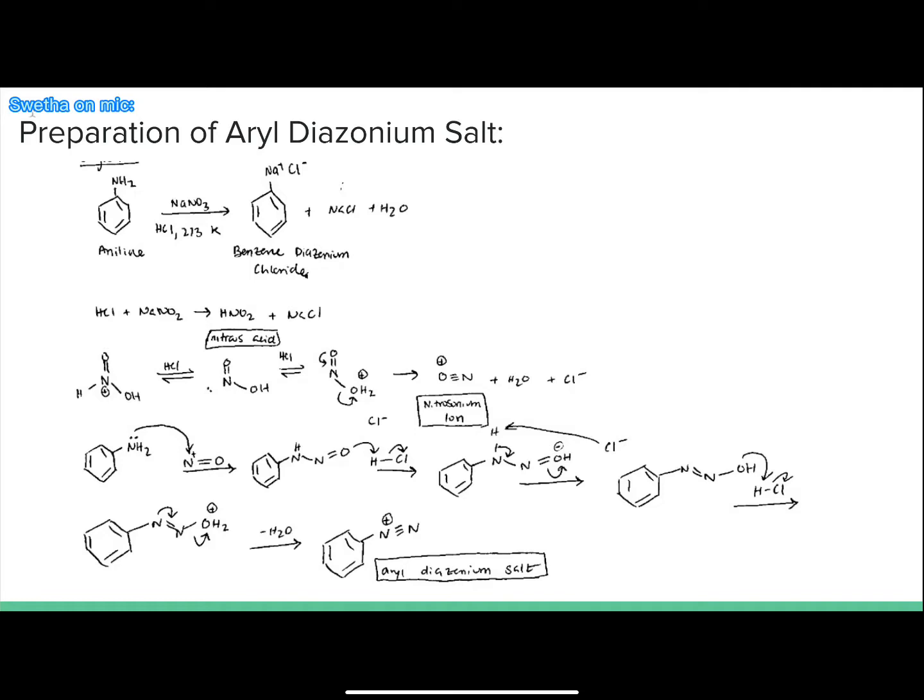the nitrosonium ion. The nitrosonium ion can act as an electrophile and react with the lone pair on the primary amine of aniline. Protons are transferred from the nitrogen to the oxygen. Lastly, there is a loss of H2O, which generates the aryl diazonium salt.